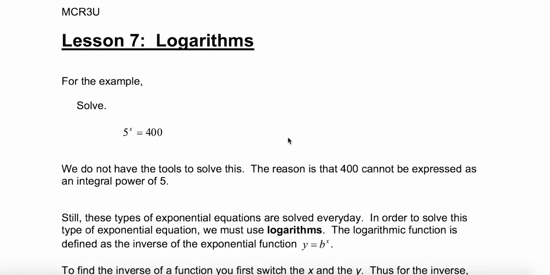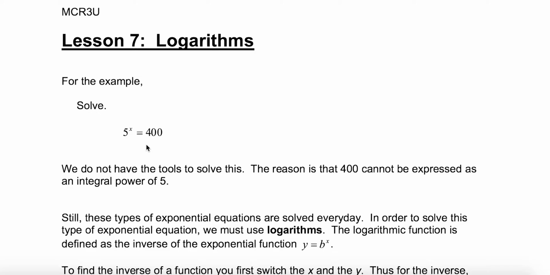Lesson 7 is on logarithms, which is really a grade 12 advanced functions topic. I just thought we would introduce it because you will talk about logarithms quite a bit in grade 12 math. It is a simple concept in the fact that it's very much related to exponential functions.